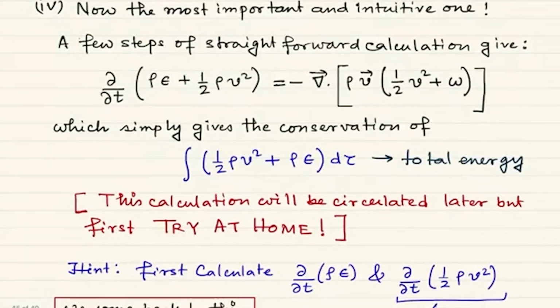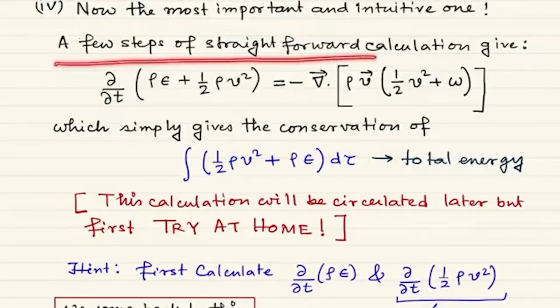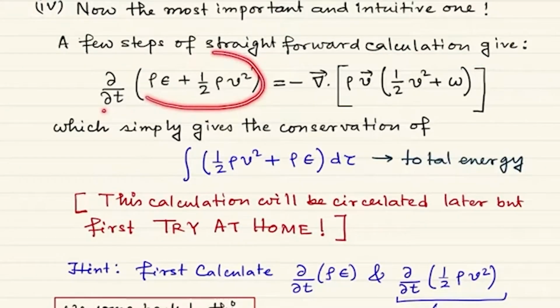So this is the conservation of energy. A few steps of straightforward algebra and calculation can give that ∂t of (½ρv² + ρε). And what is this? This is the density of total energy, kinetic plus internal energy. This is equal to minus divergence of ρv times (½v² + ω).